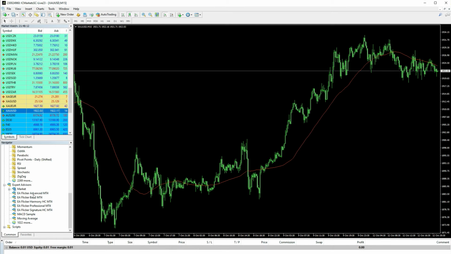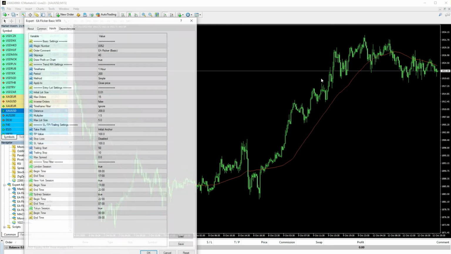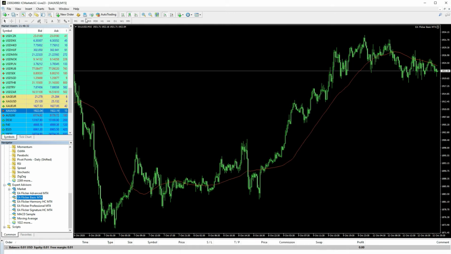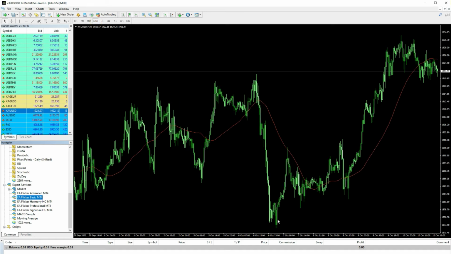Now let's go back to the EA. So basic. Now, the indicator or trend time frame is different from your chart time frame. If you have it on M15, it will simply tell you that every candle here is worth 15 minutes. If you're on M30, every candle here is 30 minutes.